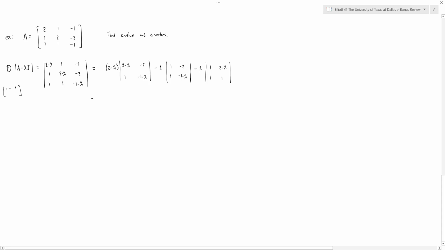And now we have to continue working out each of these 2 by 2 determinants. So here we have 2 minus lambda times, let's multiply this out. So you're going to do AD minus BC. I'm going to go ahead and FOIL out A times D. So it's going to be -2 minus 2 lambda plus lambda and plus lambda squared. So that's A times D FOILed out. And then we have minus BC. So minus -2 is +2.